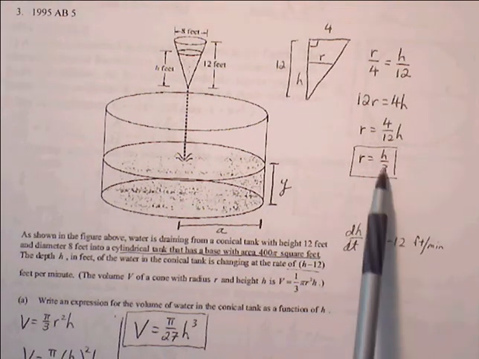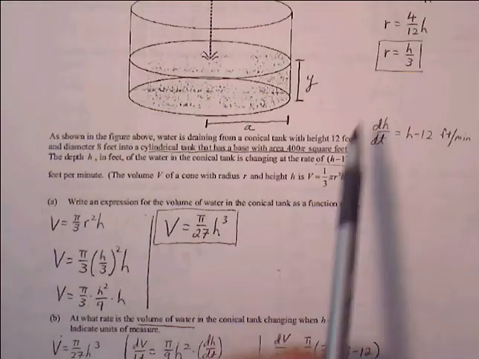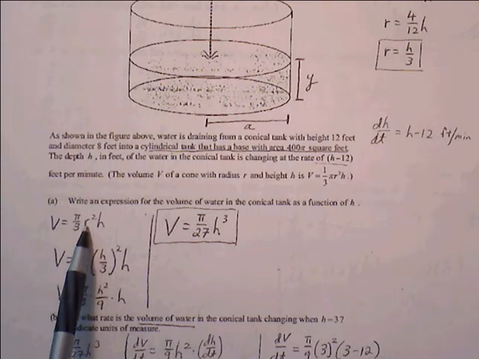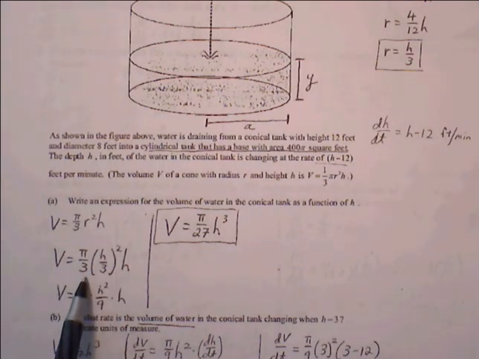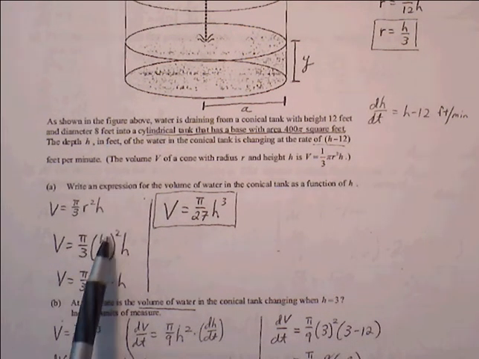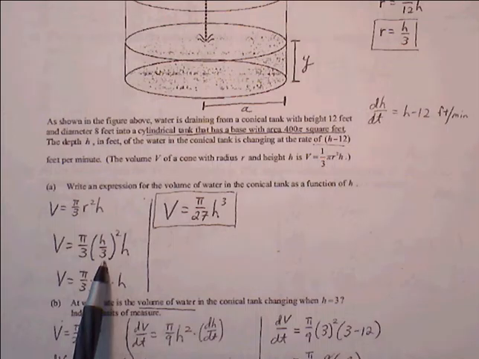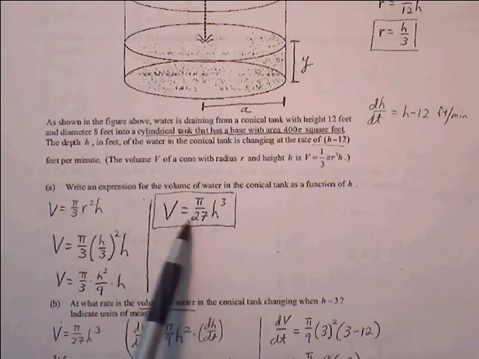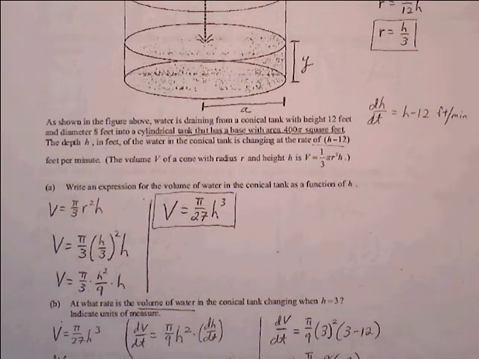We know r can be replaced with h over 3, and that will get us closer to creating an equation in terms of h. So r gets replaced with h over 3. So h over 3 squared is a replacement for r squared. And if we clean this up a bit, h over 3 squared is h squared over 9. And if we combine this, we get pi over 27, and h squared times h will be h cubed. So here we have our volume equation in terms of h.